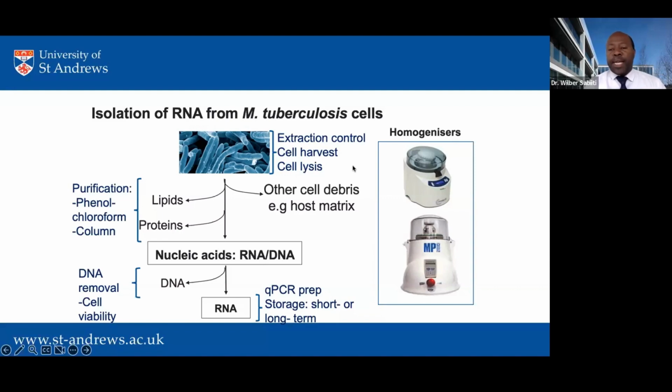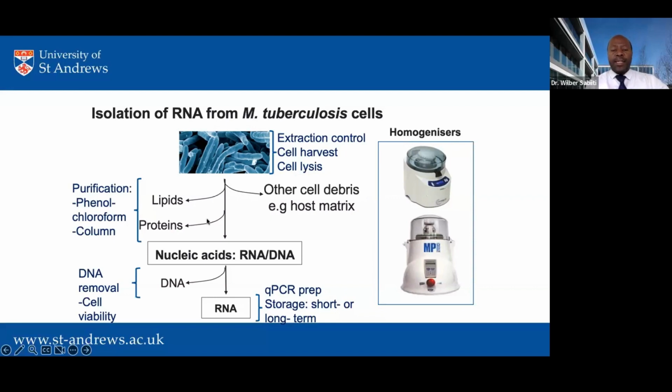We conduct mechanical lysis using homogenizers. On the right side are the 2 homogenizers, the Precellys 24 and the MP Biomedicals FastPrep machine. They are the most common that we use to mechanically homogenize the TB bacilli and lyse them.